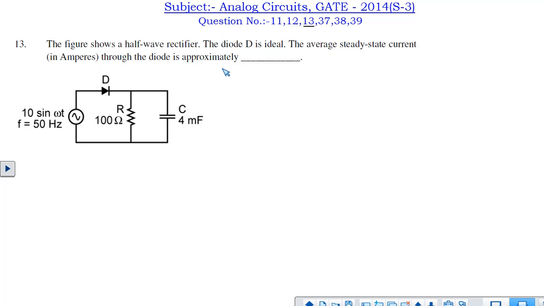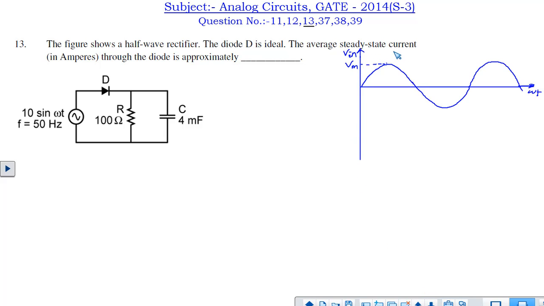Next question is about a half wave rectifier with capacitor filter circuit, and it is given that the diode is ideal. We have to find the average steady state current that flows through the diode approximately. If this is the input, it has magnitude Vm equal to 10, and its frequency is given as 50 Hz.